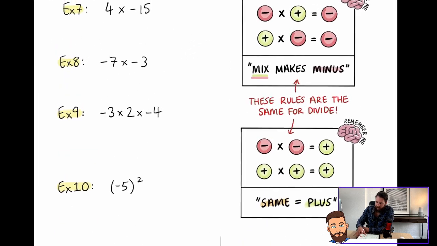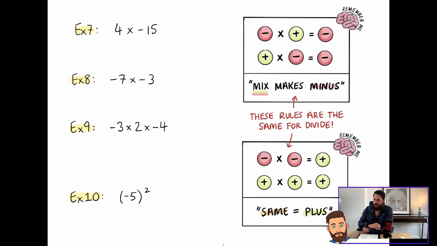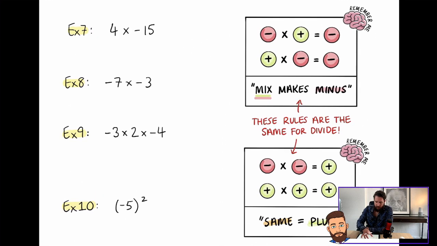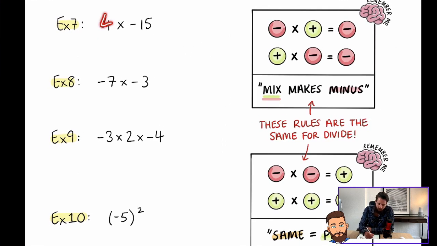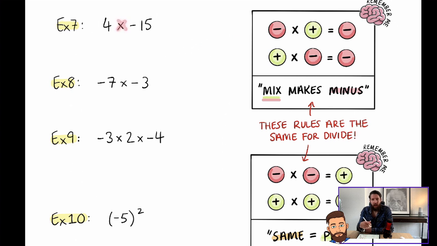Okay, so let's see how we can take these and potentially the BIDMAS stuff into some examples. So example 7, we need to do 4 multiplied by negative 15. The technique that I use here is I ignore the signs, I do what I have to do to the numbers, in this case multiply them, and then I think about, is this going to be a positive or a negative answer? So let's just ignore the signs. We've got 4 multiplied by 15. Well, 15, 30, 45, 60. So the answer is 60.